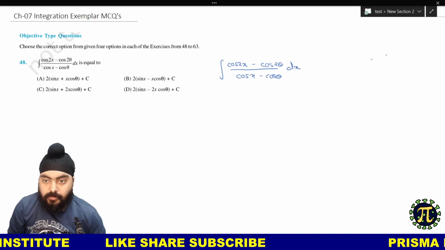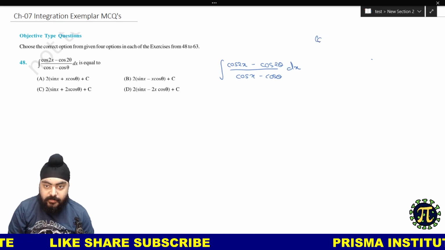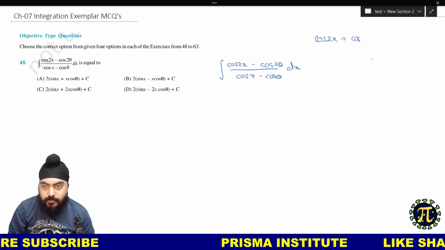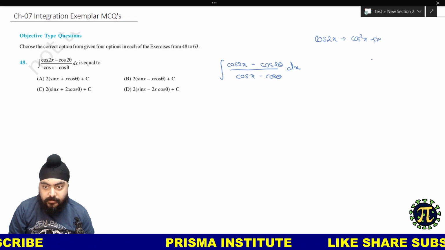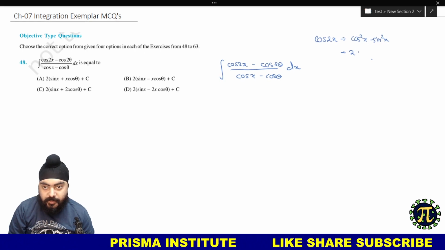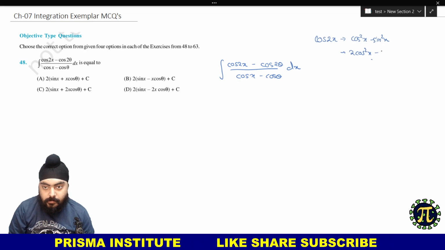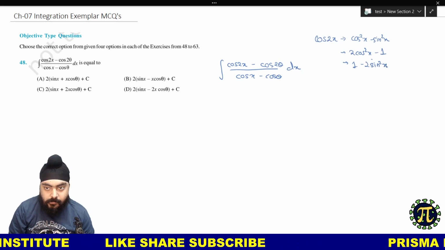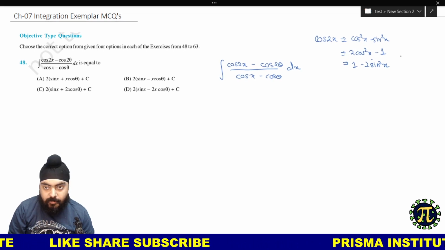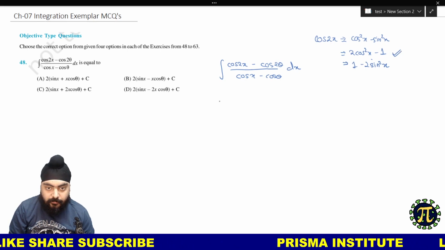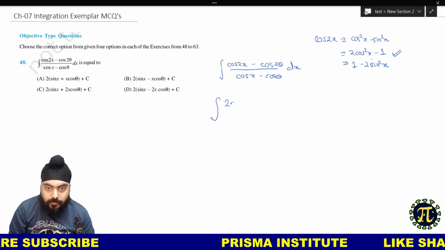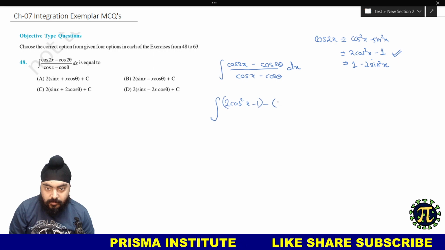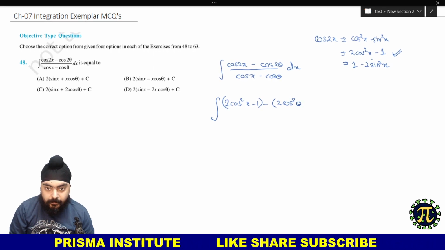So to do this question, you can use the formula for cos 2x. So it has three formulas: cos square x minus sin square x, or 2 cos square x minus 1, or 1 minus 2 sin square x. So we will be using the second formula because the question is in terms of cos theta. So if we put the formula in, we get 2 cos square x minus 1 minus 2 cos square theta minus 1.